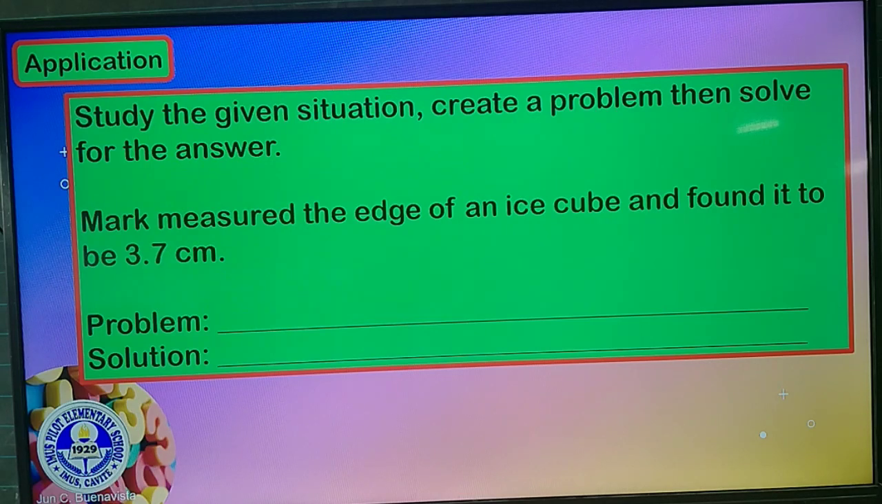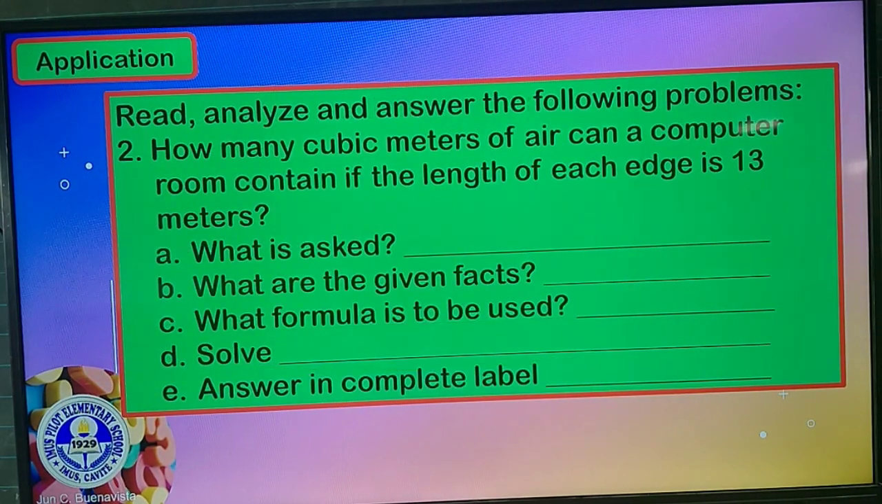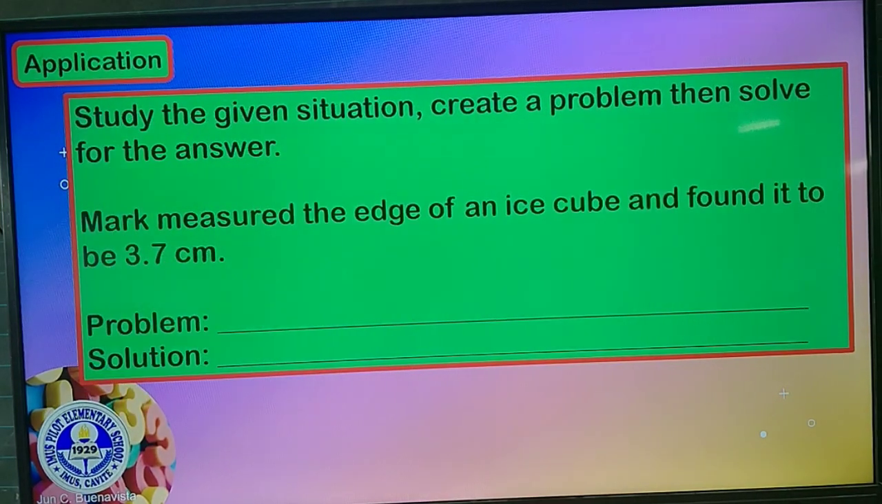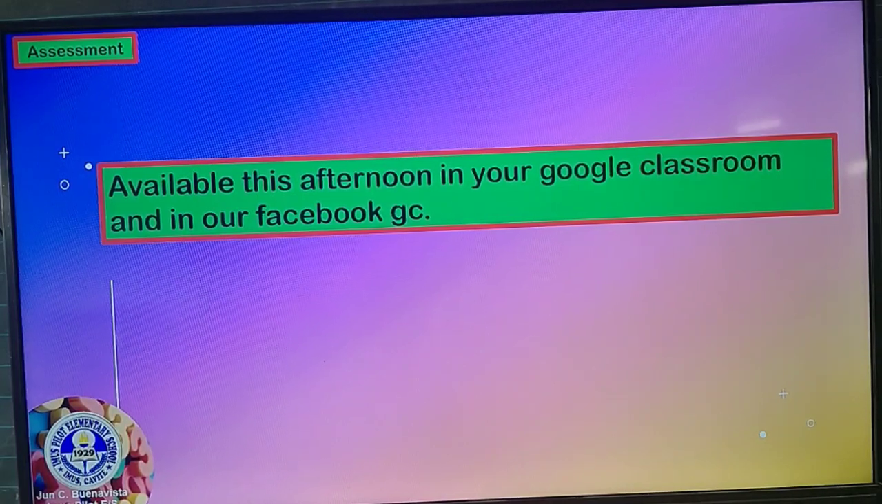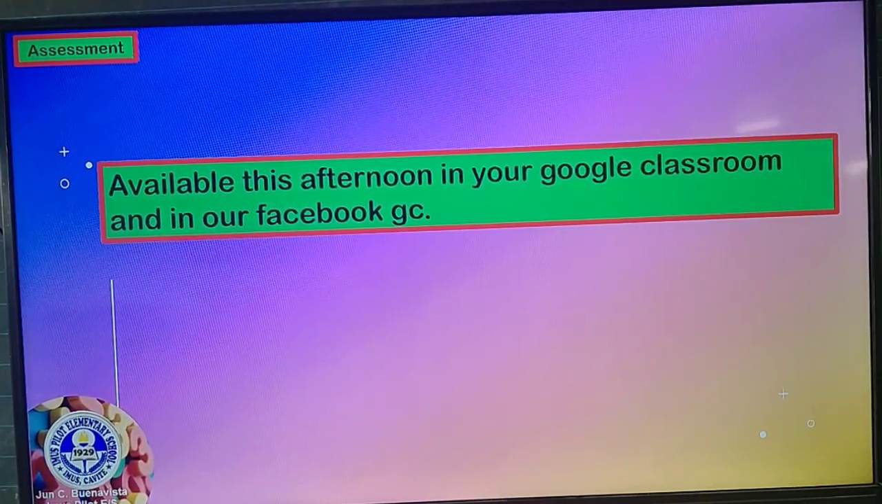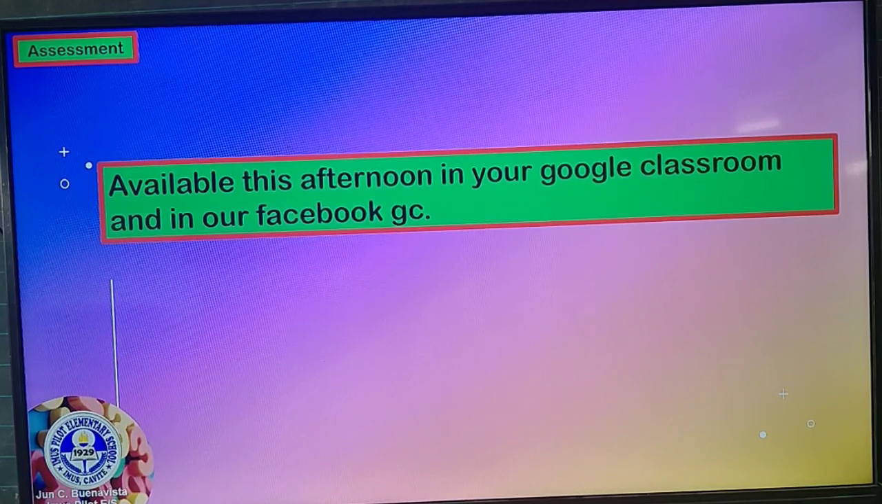Okay, so then this afternoon, you have to answer the quiz or assessment available this afternoon in our Google Classroom and in our Facebook group chat. So wait for the quiz this afternoon regarding our topic this week. It's all about problem solving involving the volume of a cube and the volume of rectangular prism, and constructing a problem or creating a problem with reasonable answer.